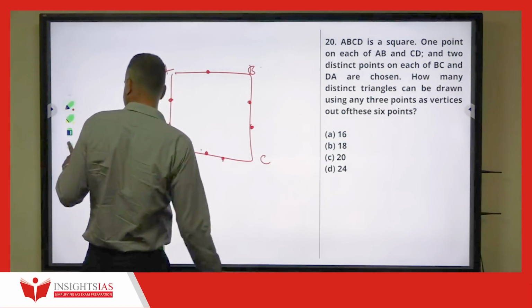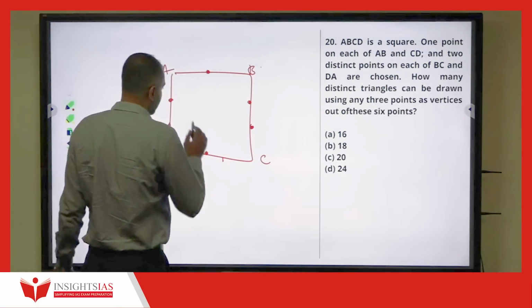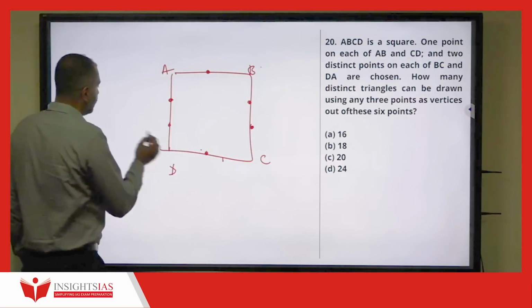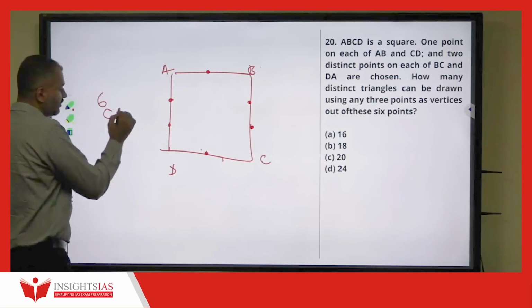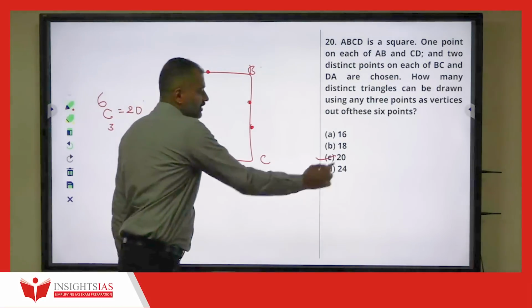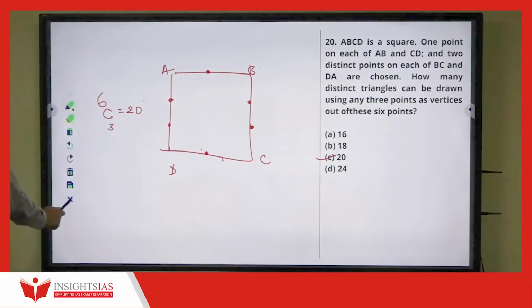Out of these 6 points means 1, 2, 3, 4, and 5, 6. Now how many such triangles can be drawn? Out of 6, if you have to choose 3, so 6C3, which is nothing but 20. So 20 such triangles can be drawn. This is a pretty direct and easy question.